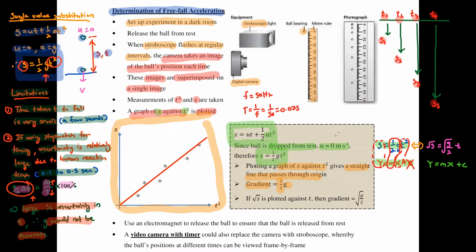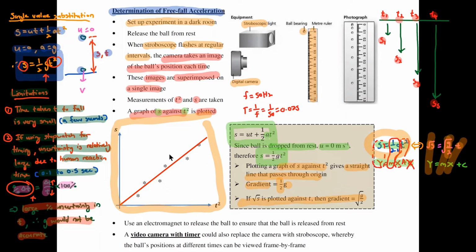Another variation of the graph can be plotted based on the original equation, where we square root it, giving us square root s equals square root g over 2 times t. The y-axis is square root s, the x-axis is t, and the gradient is square root g over 2.